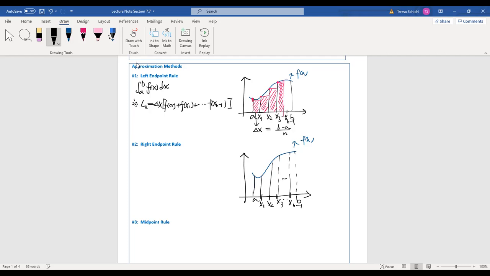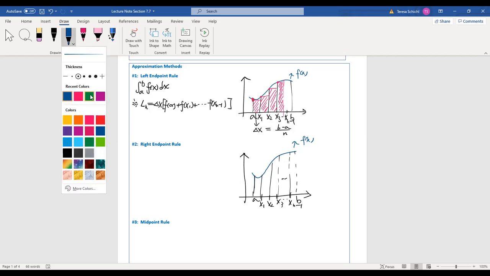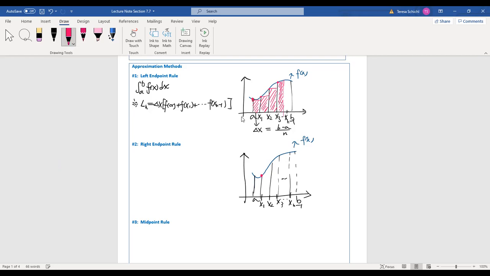Now if I want to use the right-hand point, that means in here, this is my first right-hand endpoint. This will be my first rectangle. Then here will be my second rectangle. Then here, this will be my third one. And the last one here will be what?